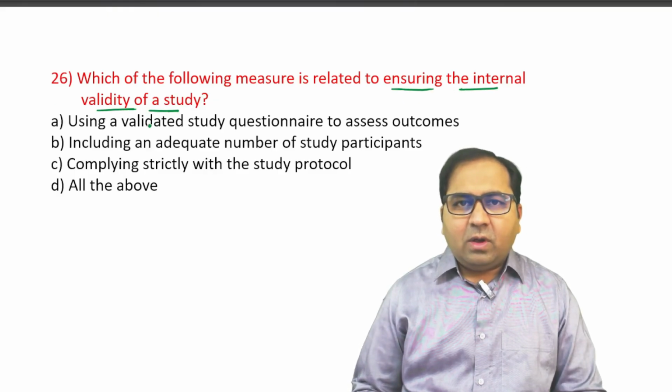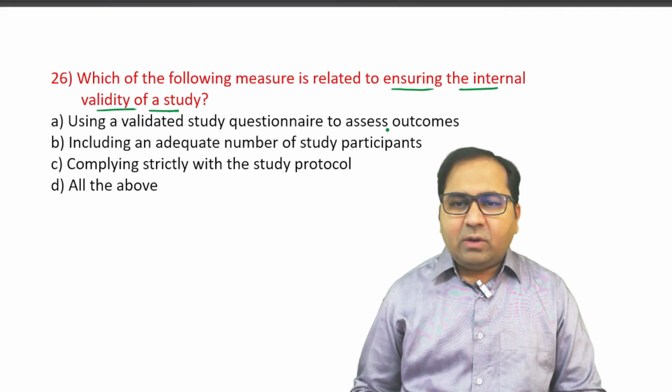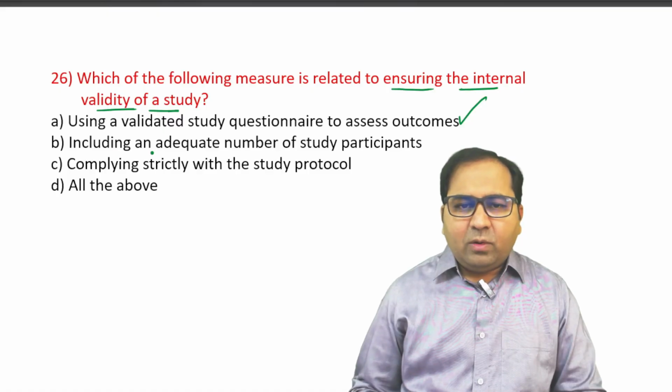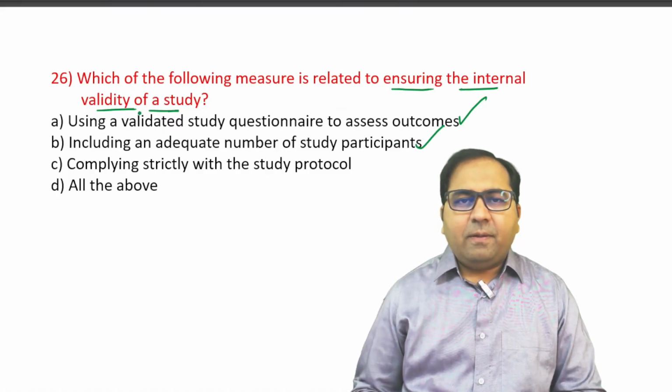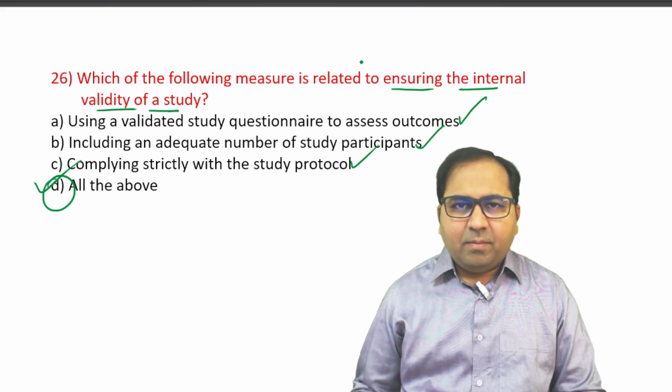Let us see the options given again. Using a validated study questionnaire to assess the outcomes. Yes, this is a correct statement. Then including an adequate number of study participants. Yes, even this is a correct measure. Third thing, complying strictly with the study protocols. Yes, even this is a correct statement. So therefore, all the above are correct options for this particular question. Please remember, read the question and the options again and again.